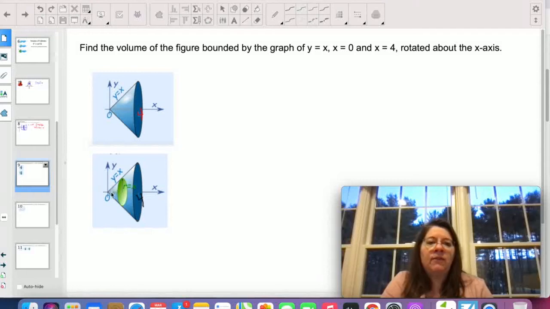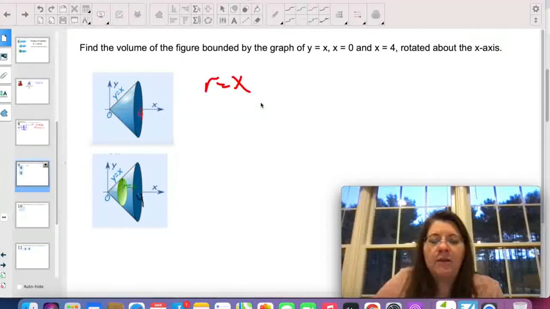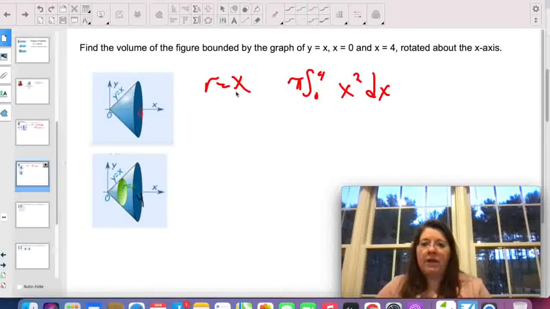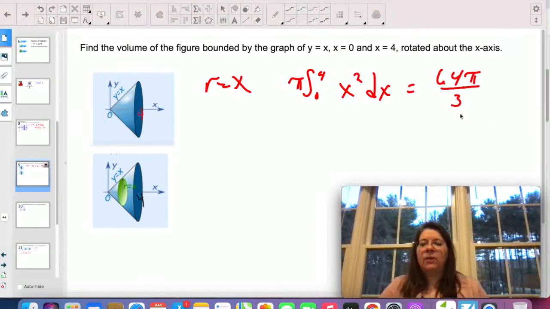So we know that the radius here is going to be the difference between the function and the axis of rotation. Here the axis of rotation is y equals 0. So the function x minus 0 would just give us a radius of x. So radius is x. And so if we're going to set this one up, we know the integral goes from 0 to 4. It's pi r squared. I'm going to put the pi on the outside. Our radius was x. We square the radius because it's pi r squared. And then the thickness is dx. When we integrate this, we will get our answer. And so my answer when I did this on my calculator is 64 pi over 3.